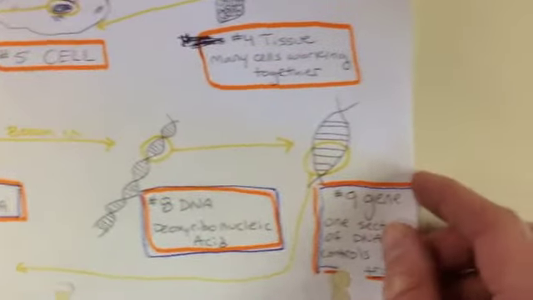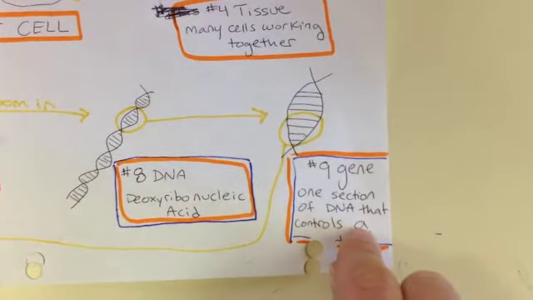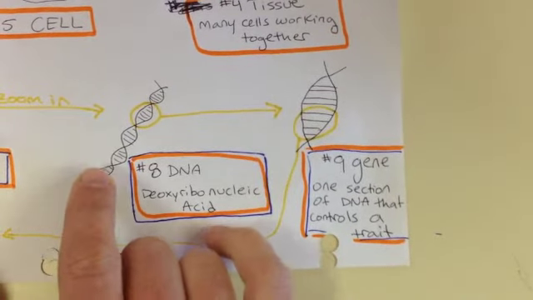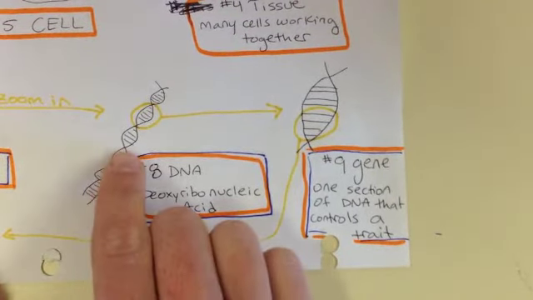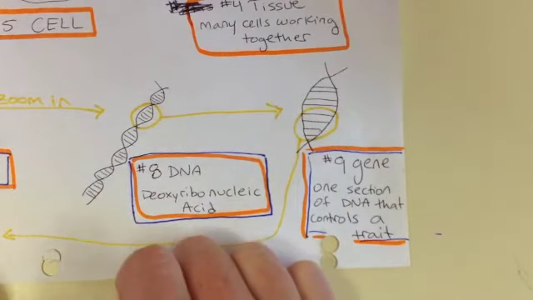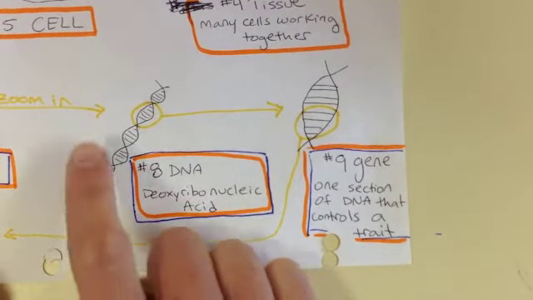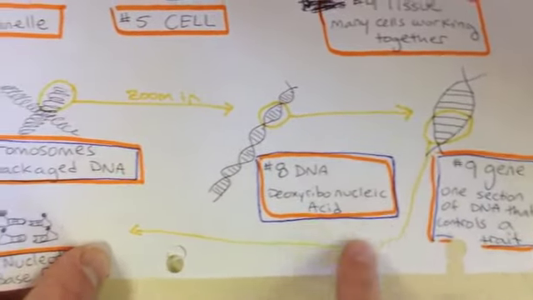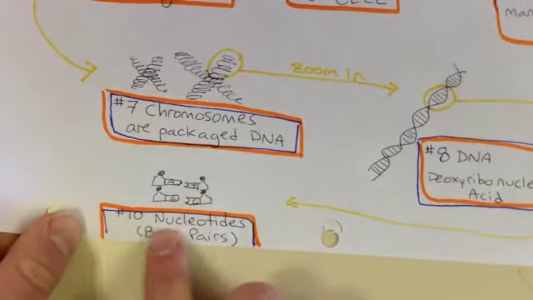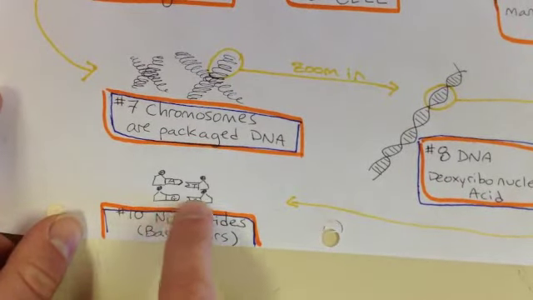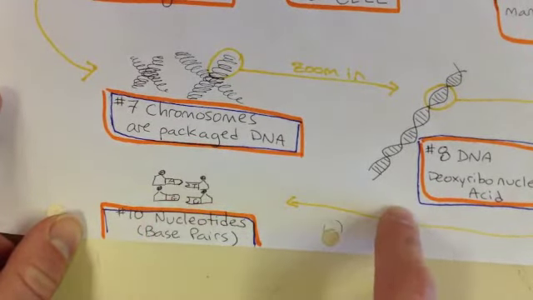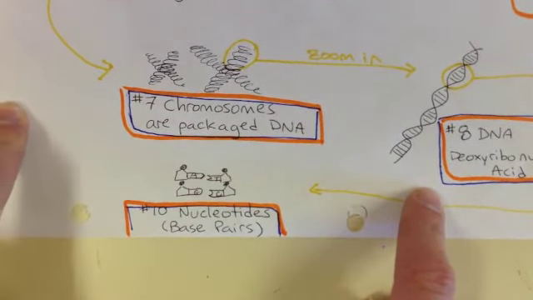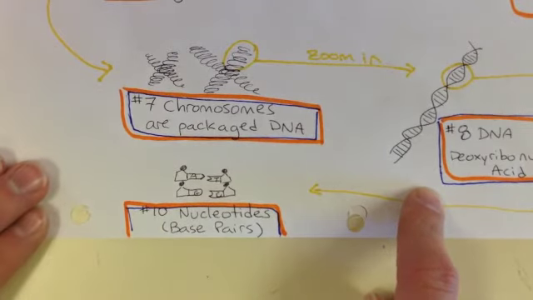If I zoom in on just one piece of that DNA, I get a gene. It's a section that controls a specific trait. So maybe one gene here controls eye color, and this gene here controls your height, and this gene here controls whether you're going to have blue eyes or brown eyes. Each specific section controls something about you. And then if I look at one piece of that gene, I see the nucleotides, the base pairs, the parts of the DNA that connect together that determine your traits. So those are the 10 levels of organization we're going to focus on for right now.